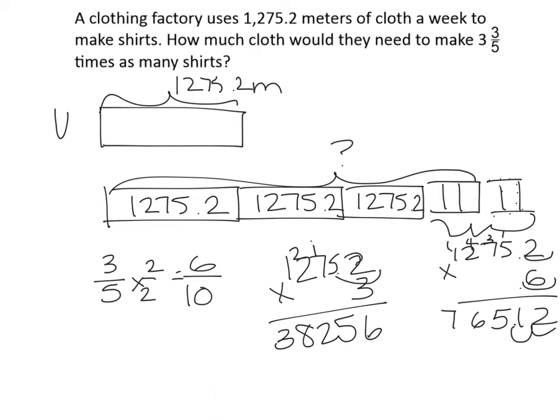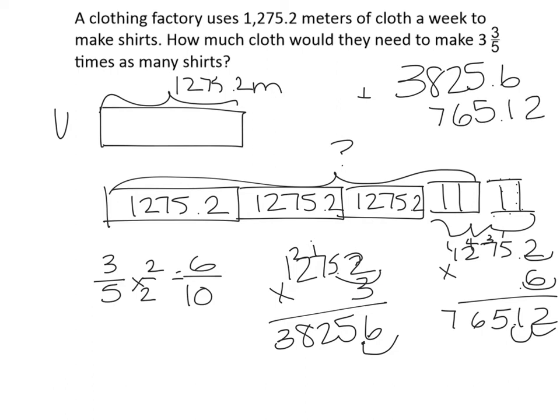And now I multiplied by 10, so I have to divide by 10. So I have 3,825 and 6/10. And I need to add that to 765 and 12/100ths, making sure I'm lining up my decimals. And I can put a 0 here since there's nothing in the hundredths place there.